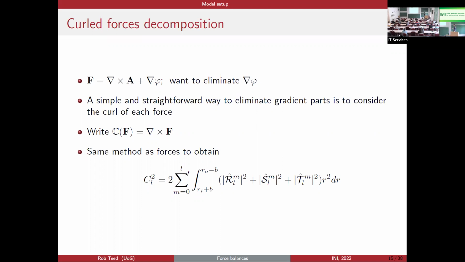and then just the same method as we did for the forces, we can go through exactly the same method. Now we're not using the force vector of each force, we're using the curl of the force vector for each force, but you can basically do the same decomposition, and you end up with something that I've termed CL, and now this is a length scale dependent curl of the forces. So that's one thing we can do, and we'll see plots of this.